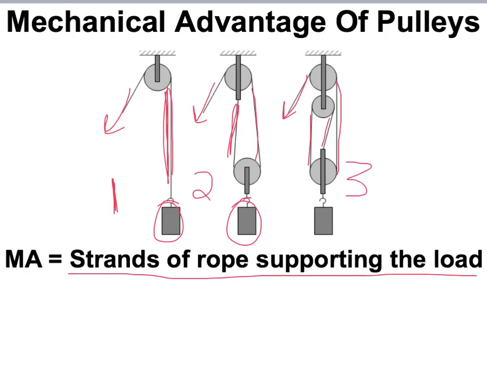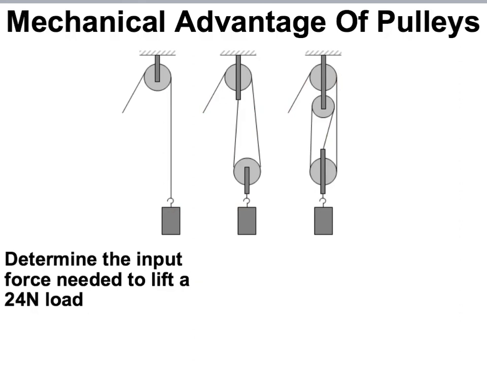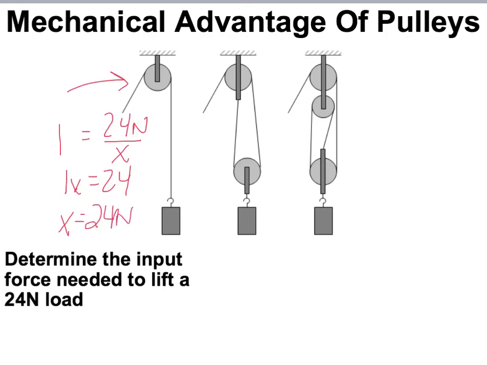So what does this mean? Well, let's suppose that this weight was 24 newtons. We could determine the input force needed to lift that 24 newton load. With a mechanical advantage of 1 on this pulley, we'd have our formula of output force, 24 newtons, over input force. Shuffling some numbers around, we'd see that our input force is 24 newtons.